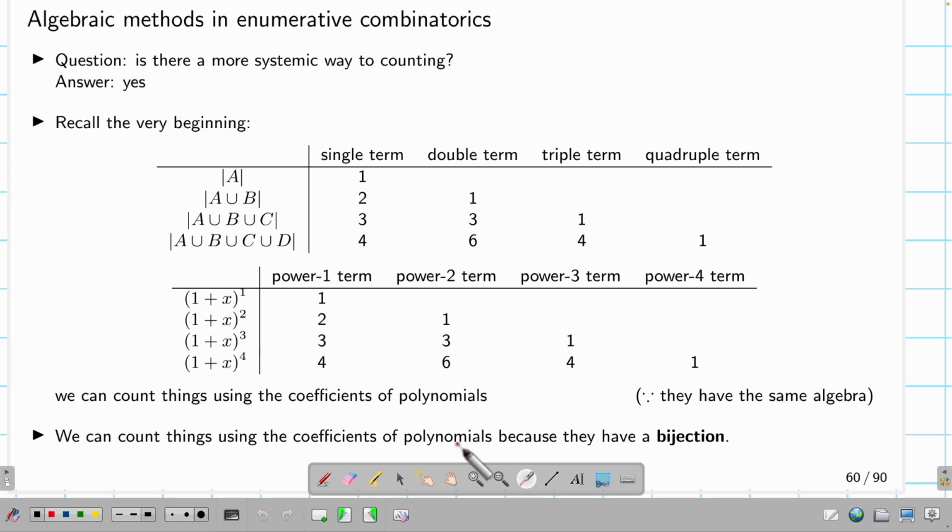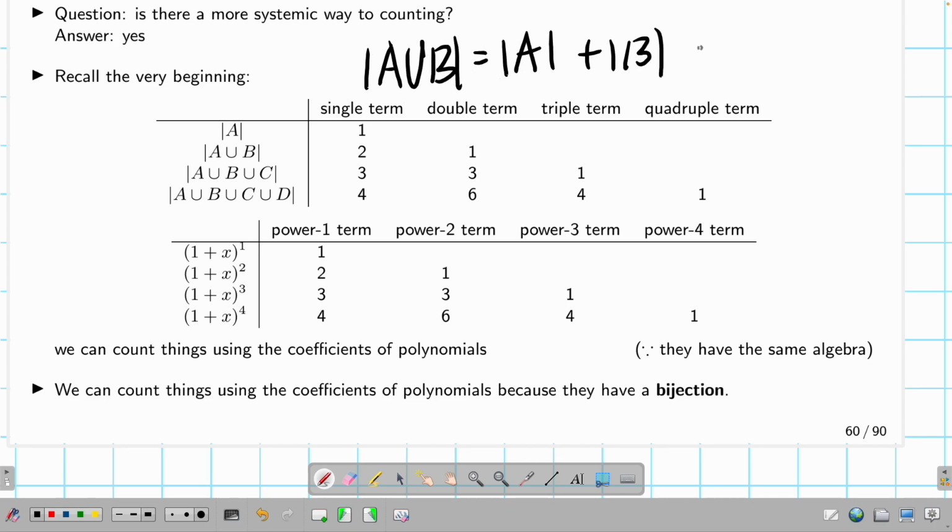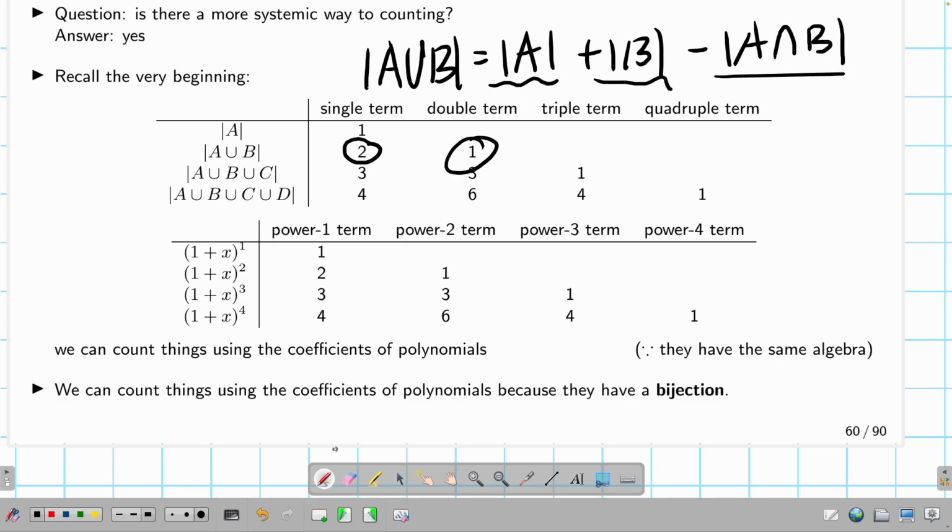So recall in the very beginning, in video 1a, we manually performed the inclusion-exclusion principle on 2 sets, 3 sets, and 4 sets. And we counted the number of single terms, double terms, triple terms. Just a revision: A union B is A plus B minus A and B. So 1 single term, 2 single terms. So this is a 2 here, and this is a 1 here. So this is an example.